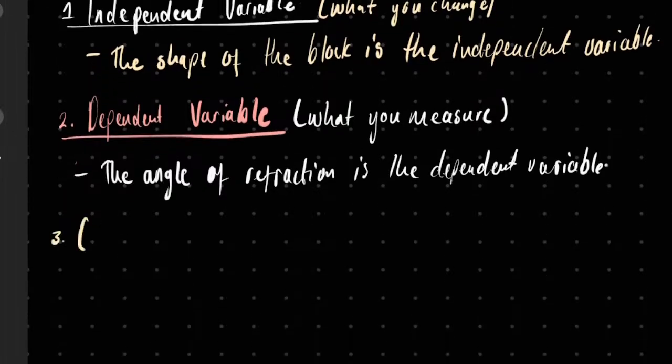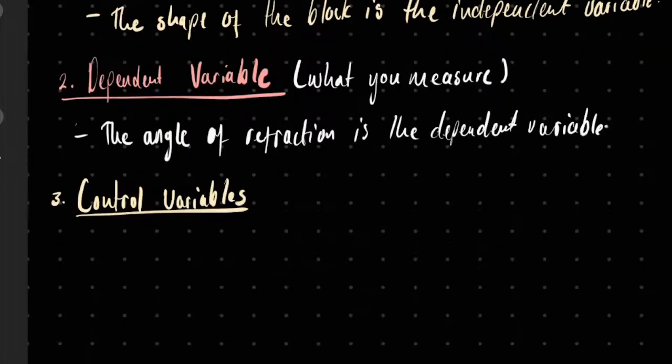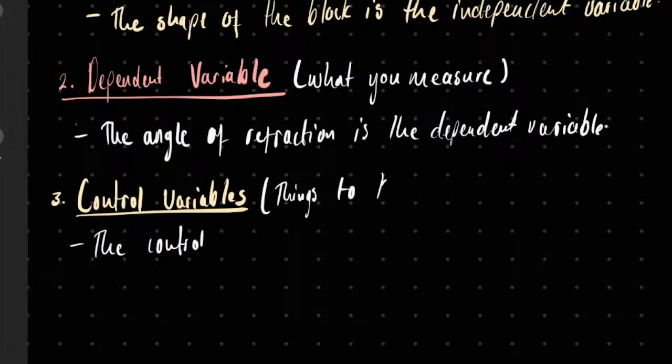Things that could change, but you are going to make sure that these things don't change. If these things change, you are in a lot of trouble, my friend. They shouldn't change. Number one is obviously the width of the beam. So the control variables, things to keep the same. Make sure you keep them the same. What is it? Number one is the width of the beam.